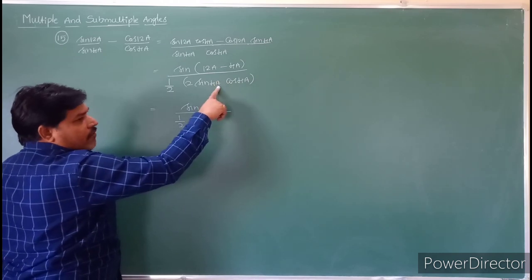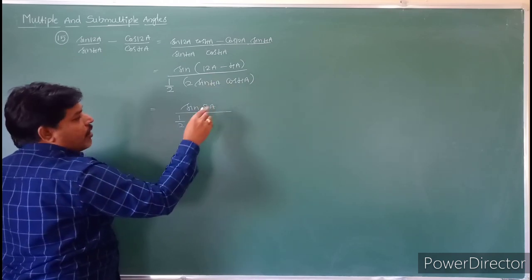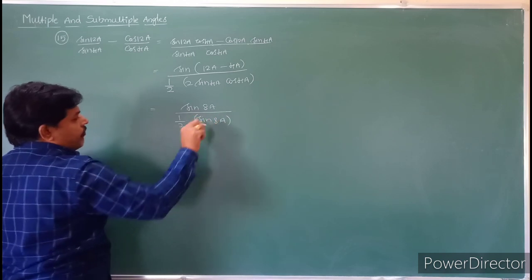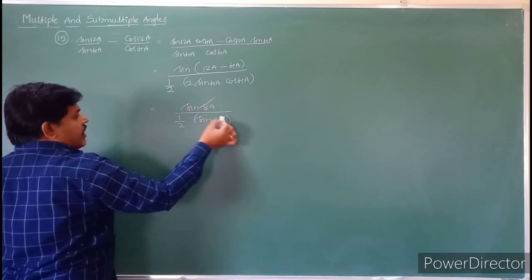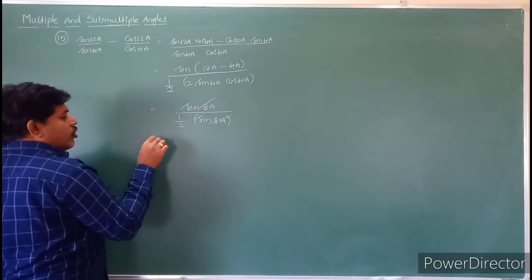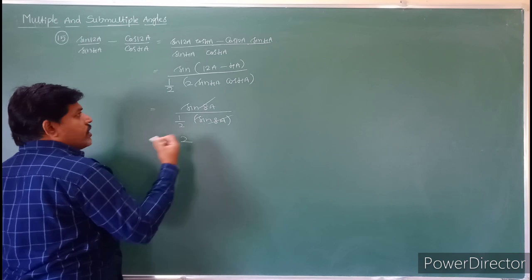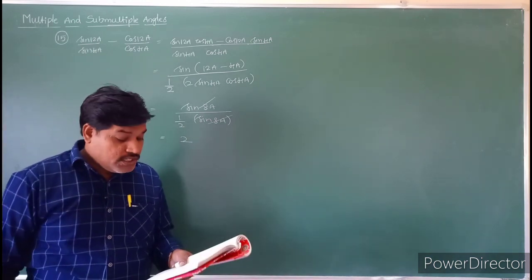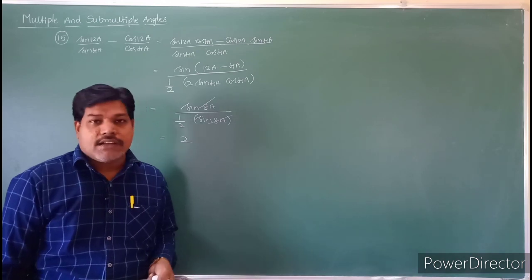In the place of theta you have 4a. 2 into 4a will become 8a. So it will become sin 8a. So here sin 8a and sin 8a will be cancelled. 2 you can take into the numerator. It will become 2 is the answer. So option 3 is the answer.